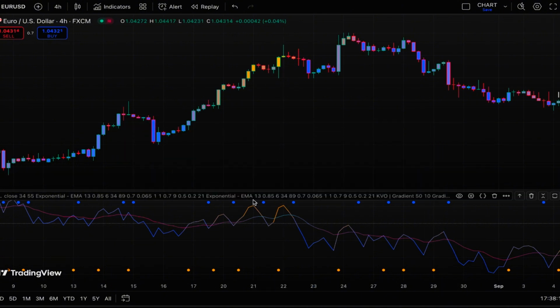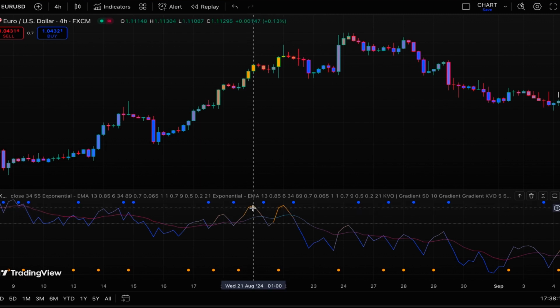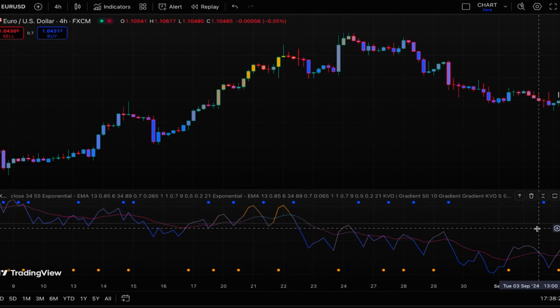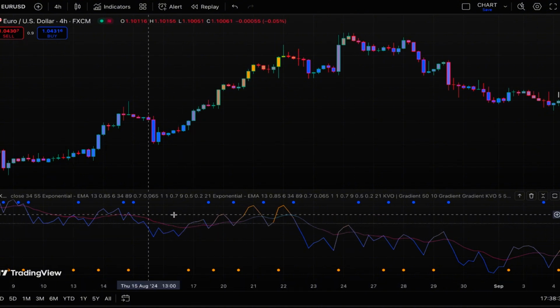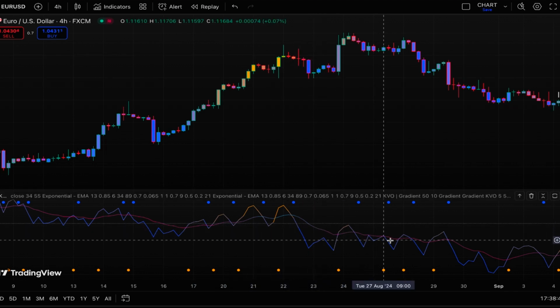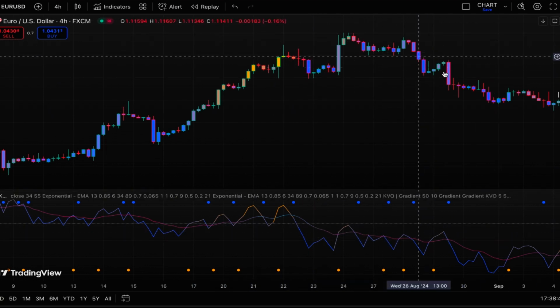Alright, as I said, this line is the Klinger oscillator line, and you can see that it's moving above and below the center line, which is 0. Just similar to any other oscillators, when the oscillator is above the center line, the market is advancing in an uptrend, and when it goes below the center line, the market is declining in a downtrend.